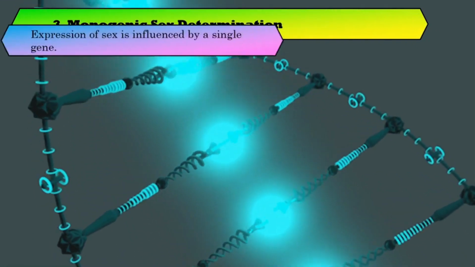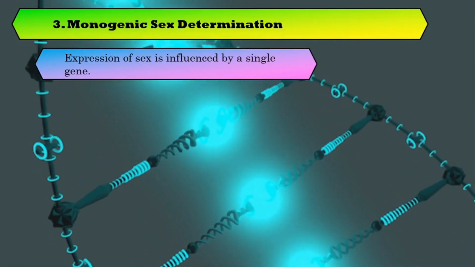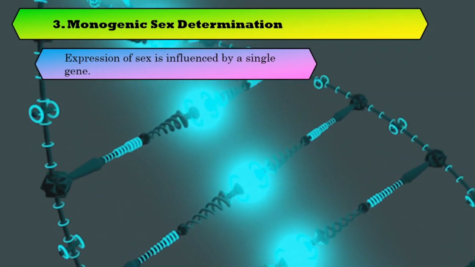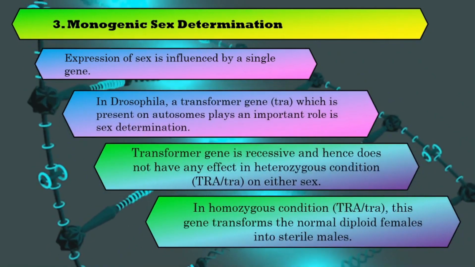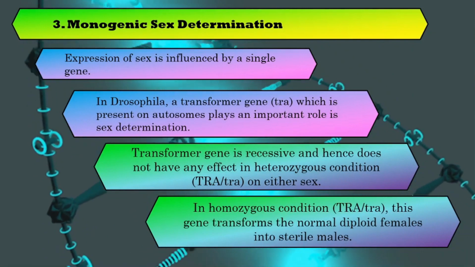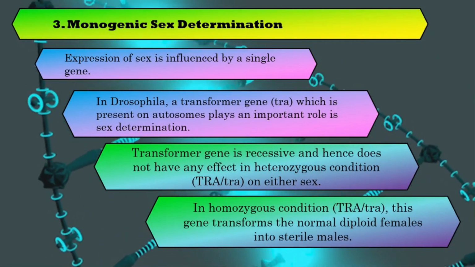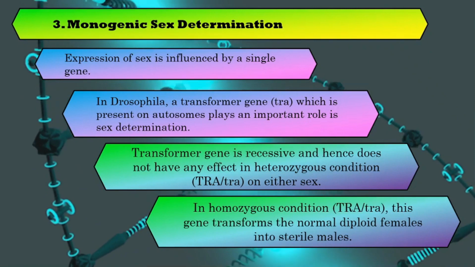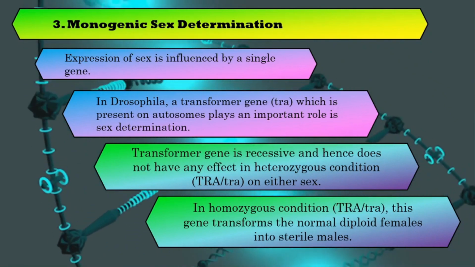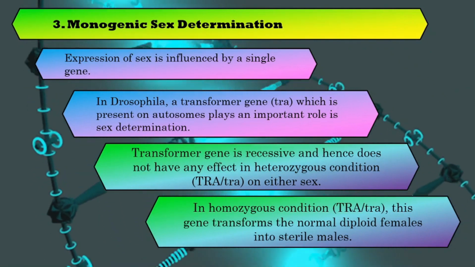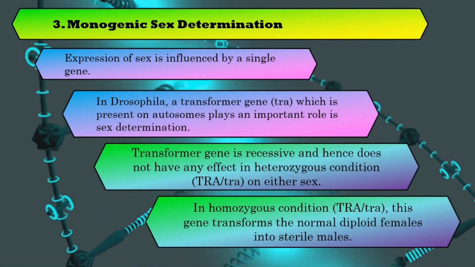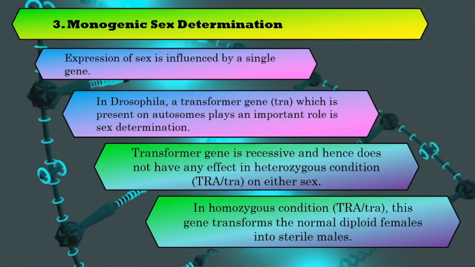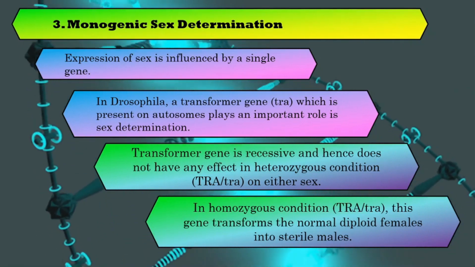Okay, the third mechanism of sex determination is the monogenic sex determination. It is the expression of sex which is influenced by a single gene. In Drosophila, a transformer gene, or TRA, which is present on autosomes, plays an important role in sex determination. The transformer gene is recessive, hence does not have any effect in heterozygous condition on either sex. In homozygous condition, this gene transforms the normal diploid females into sterile males.